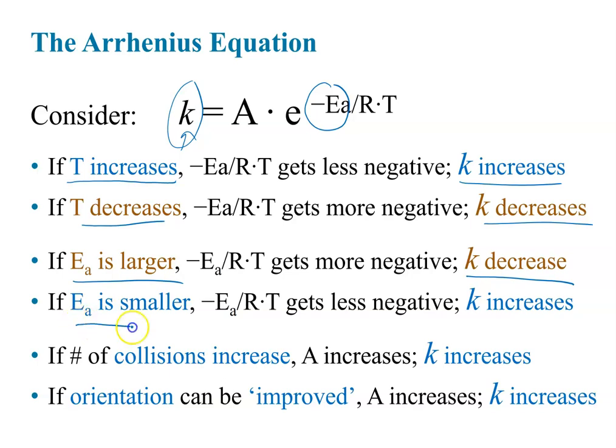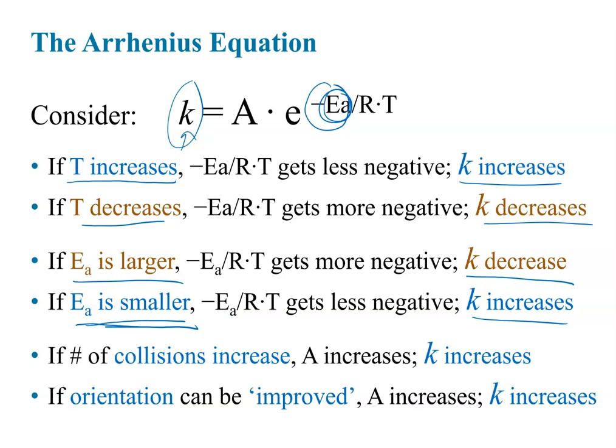If you have a low activation energy, or it's smaller, again, then you have a smaller number in for EA. This exponent gets less negative, so e to that less negative exponent is a larger number times A. K will increase. All right, lastly, what if the number of collisions increases?